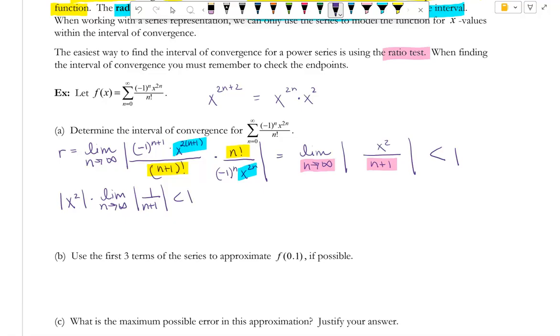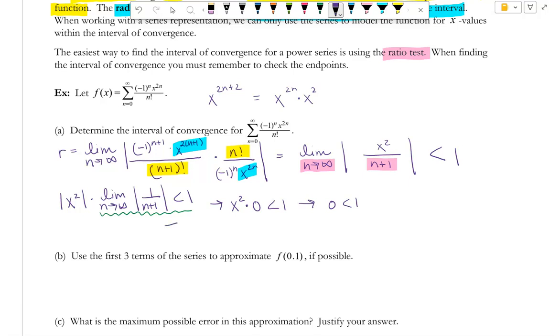All right, so our ratio, we just pulled the x squared out front. That's what has to be less than 1. Well, the absolute value of x squared is just x squared. And when we evaluate this limit, when I plug in infinity for n, that limit piece becomes 0. So what I get is that x squared times 0 must be less than 1. That's just like saying that 0 must be less than 1, and 0 is always less than 1. This is always true for any value of x that we could have plugged in.